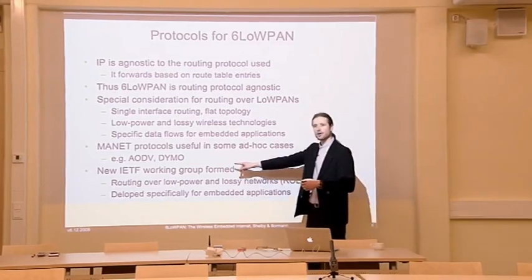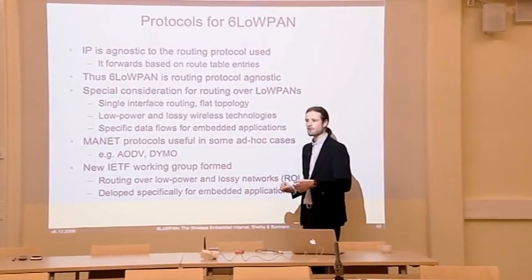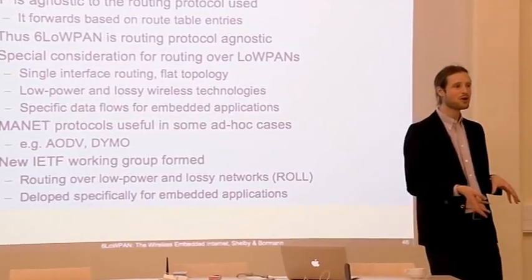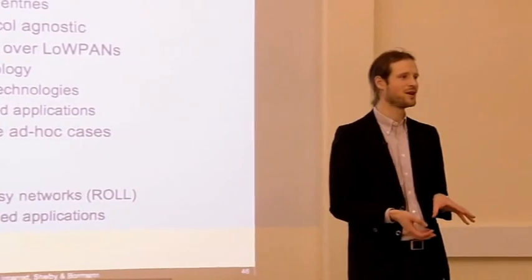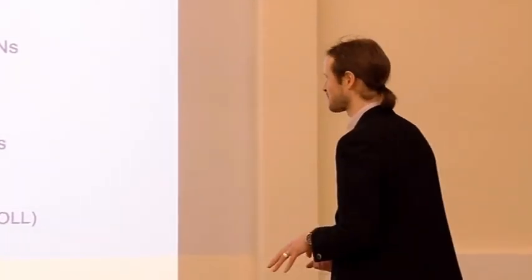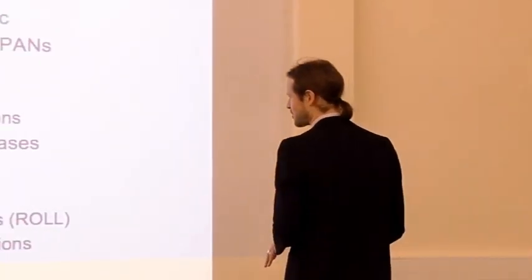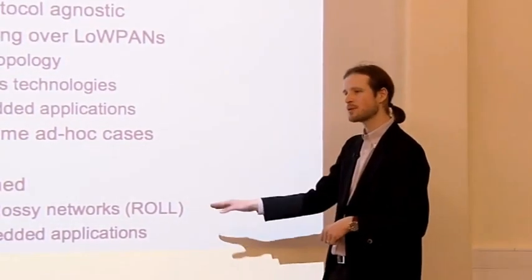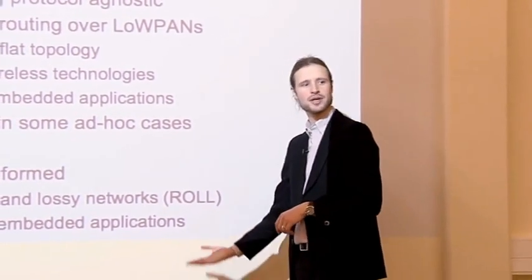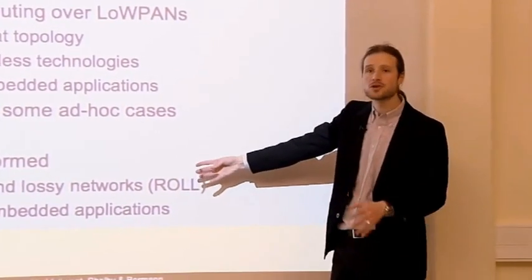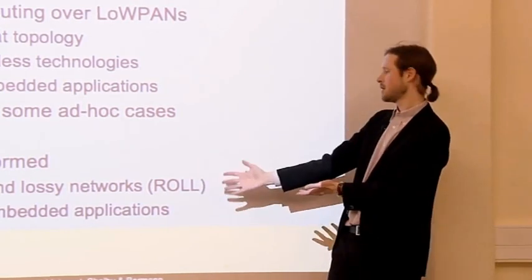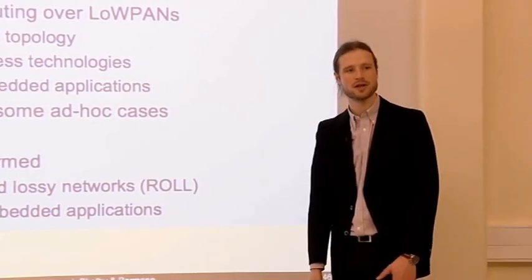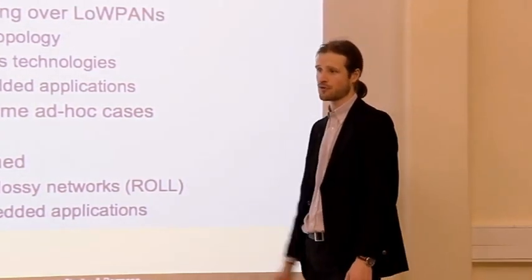So a new IETF working group was formed about 1.5 years ago called ROLL, which the insiders call routing over lousy networks. It turns out to be low power and lossy networks, but they're also lousy. These are developed specifically for these types of applications. This is what everyone in the industry, the commercial players, are applying, and we're also very heavily involved with this standardization because we find that to be an important feature.